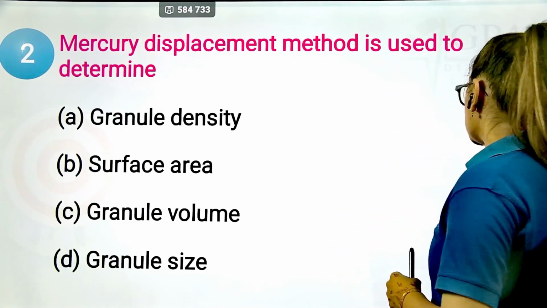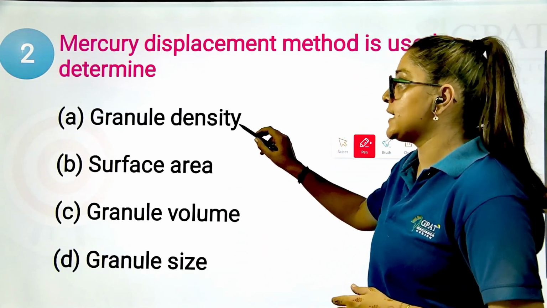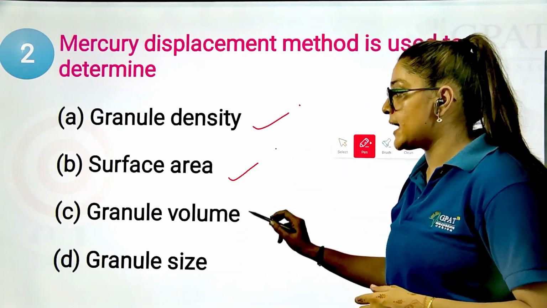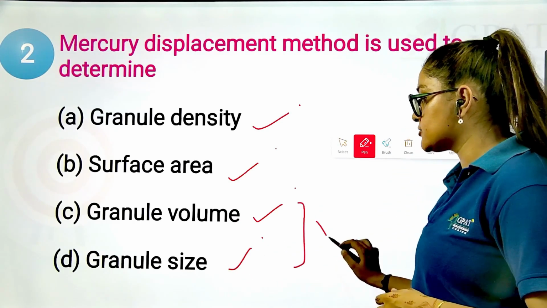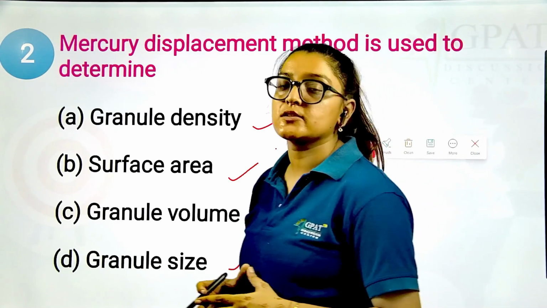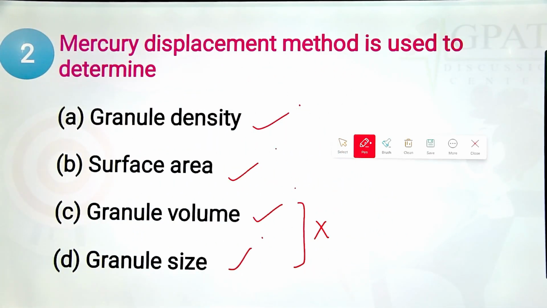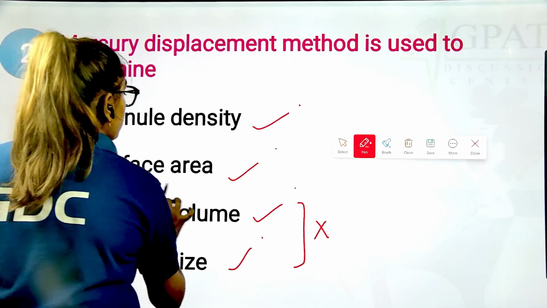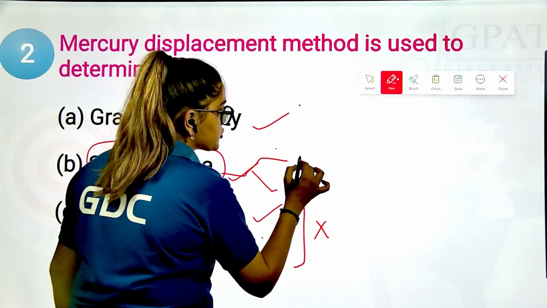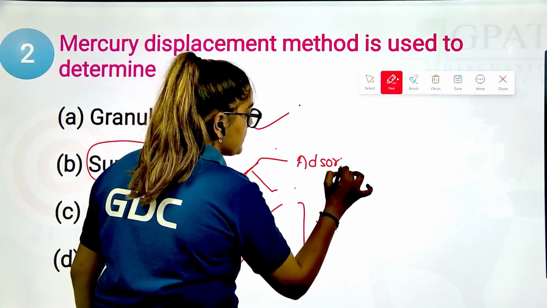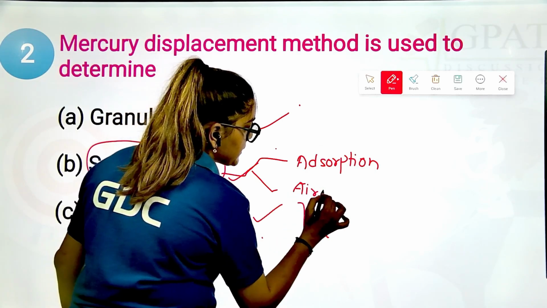Okay, next question. Mercury displacement method is used to determine option A granular density, surface area, granular volume, granular size. Right. So let's eliminate these options so that you can all clearly focus on what exactly is to be answered. In this case, it is very evident if you have a simple knowledge that surface area can be determined by two methods. Number one is the adsorption method. Second one is the air permeability method.